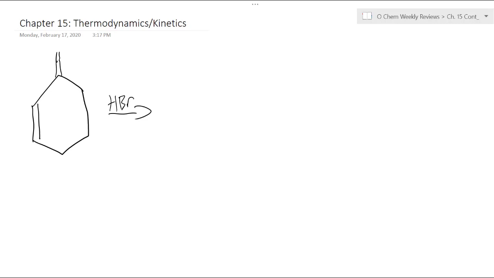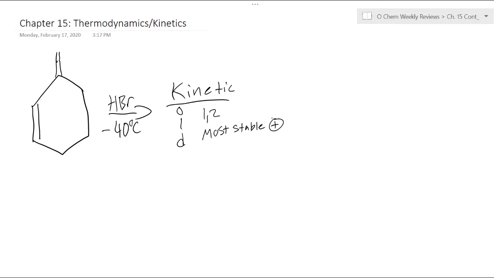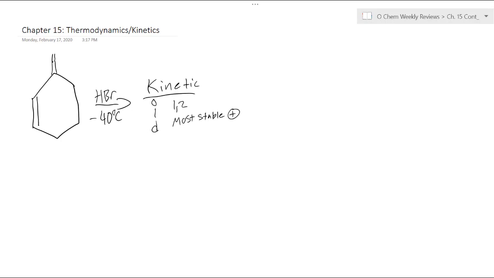Okay, so usually they will give you temperature. So -40 degrees will mean that it's kinetic, okay? And the reason why you can tell it's kinetic is because kinetic has the letter K, which stands for cold. It also has a 1-2 pattern, and it has the most stable carbocation.